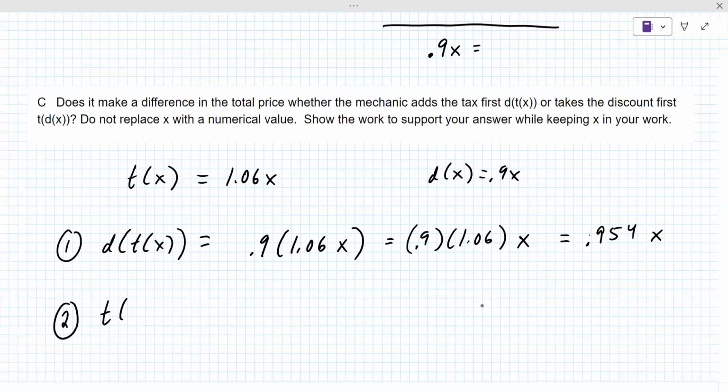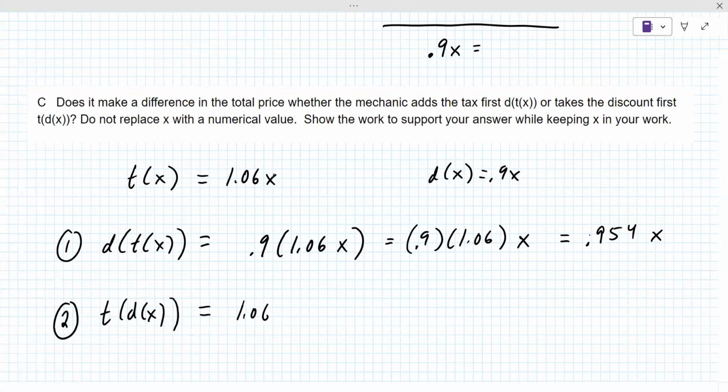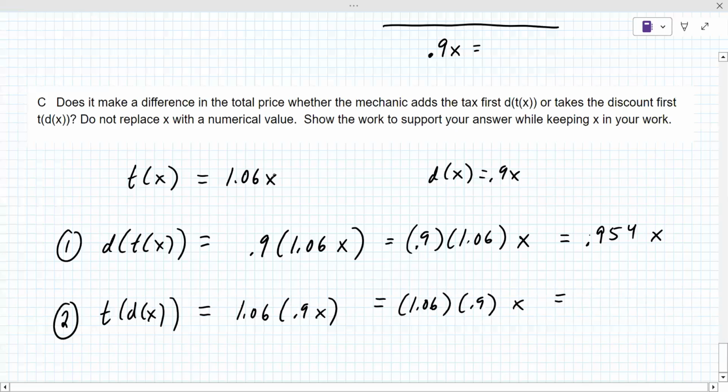It says t of d of x. And in the first problem, we took the t of x, the 1.06x, and we put it in over here on the right. Now we're going to go the other direction. We're going to take 0.9x and plug it in for the x over here. You're going to do the same thing. You do 1.06 times 0.9 and see what that comes up with.